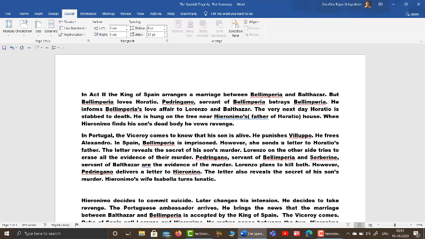Now you can see here that there are three revenges. See, this play is a revenge tragedy. When the play opens, in the chorus, the ghost of Don Andrea seeks revenge. Then Bellimperia seeks revenge, and in the next act, Horatio's father Hieronimo seeks revenge. Fine.